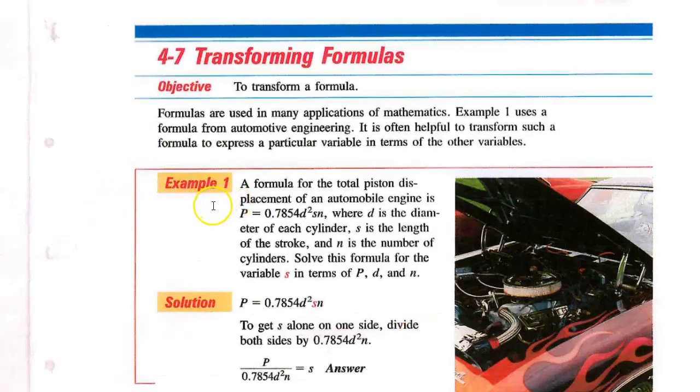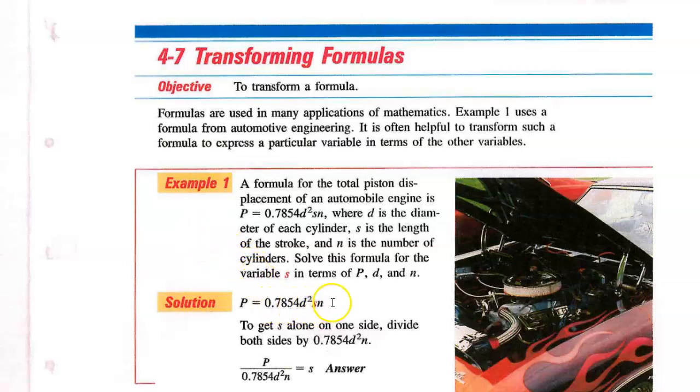A formula for the total piston displacement of an automobile engine is P equals 0.7854 d squared Sn, where d is the diameter of each cylinder, S is the length of the stroke, N is the number of cylinders. Solve this formula for the variable S in terms of the variables P, D, and N. And then you see where the authors have done that.